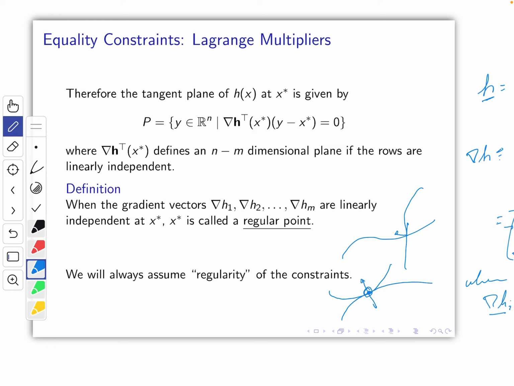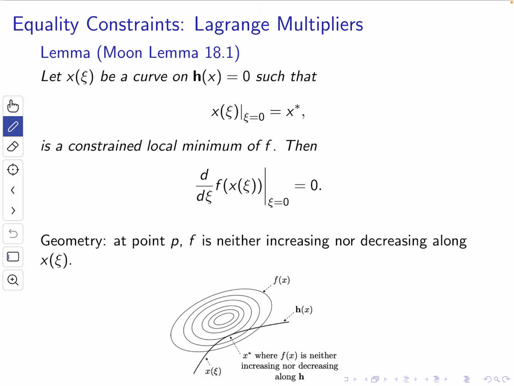So these kinds of constraints would not be regular. This would not be a regular point. In general, the functions would not be regular. All right, so we have to assume that our constraints are regular. This is Moon's chapter, or Lemma 18.1.